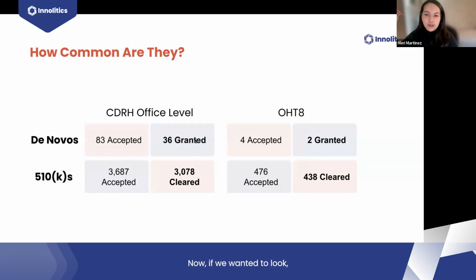Now, I was curious to look more specifically at the radiology division at FDA, just because I thought maybe there'd be a bigger ratio of de novos to 510(k)s, but it was actually quite the opposite. So for 2 de novos that were granted, 438 510(k)s were cleared. So that's around 1 to 200. So yeah, very uncommon. It's not very common to have a de novo go through. So that's just something that's good for us to know.